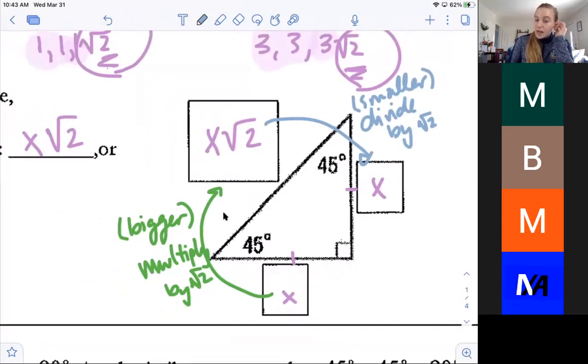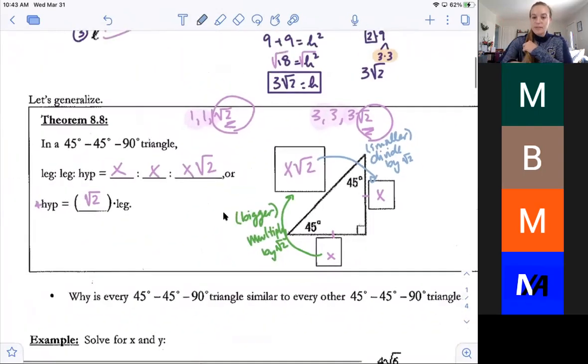To go from the leg to the hypotenuse, we get bigger. Leg to hypotenuse is bigger. Hypotenuse to leg is to get smaller. So we divide. Any questions with what I've said so far?